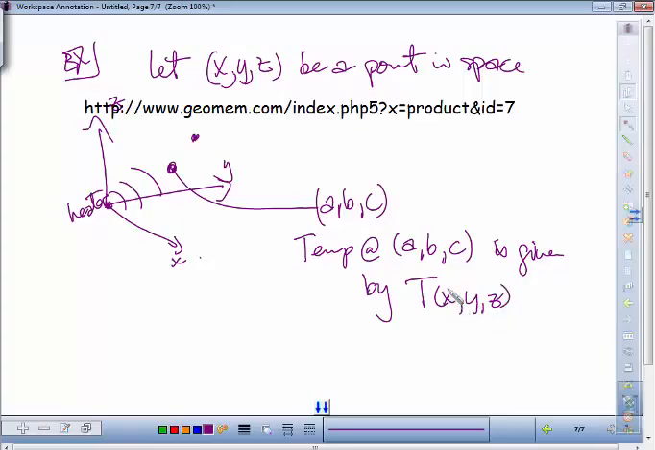And maybe the temperature is some radial distance. As you go further and further out, it gets warmer and warmer. So I'll just make up a function for that. And this would be x squared plus y squared plus z squared. So now I have some sort of graphical representation of a function of three variables.